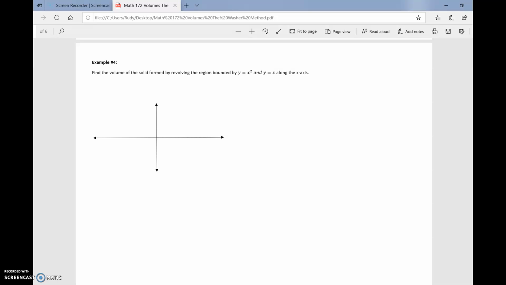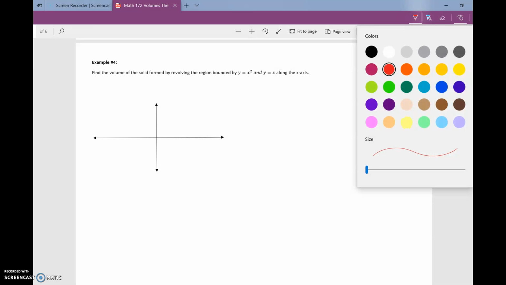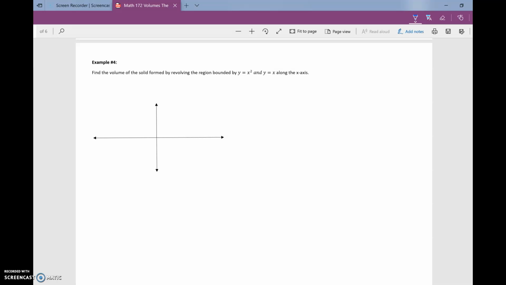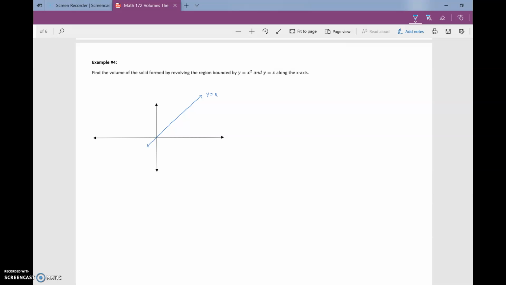Hi class, let's take a look at example 4. So no region is provided. We're going to have to come up with the sketch on this one. And here's what we have. So we technically have the line y is equal to x going in this direction. So this is our y is equal to x. And then we technically have the parabola, and that would be the x squared.